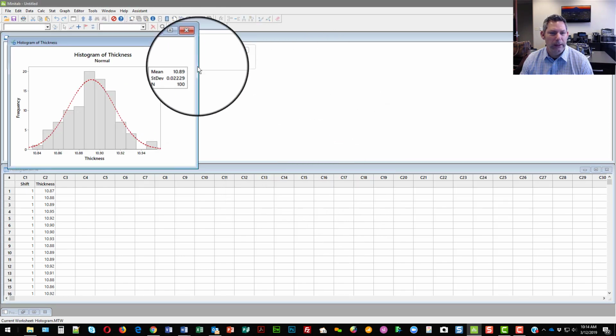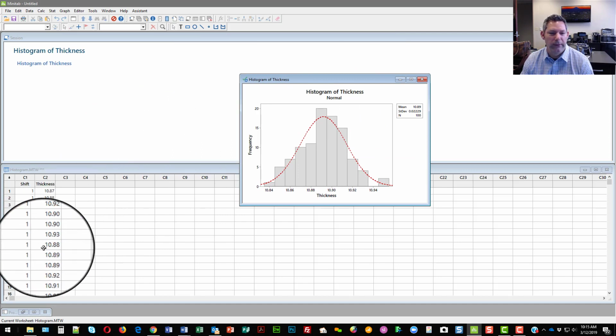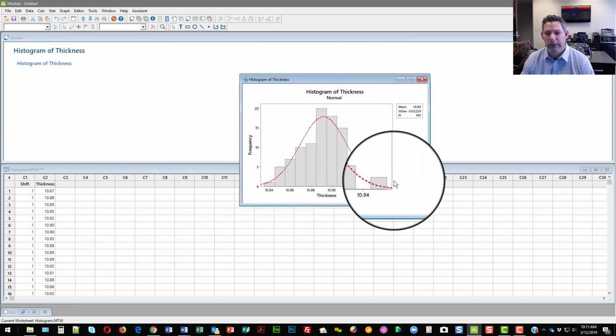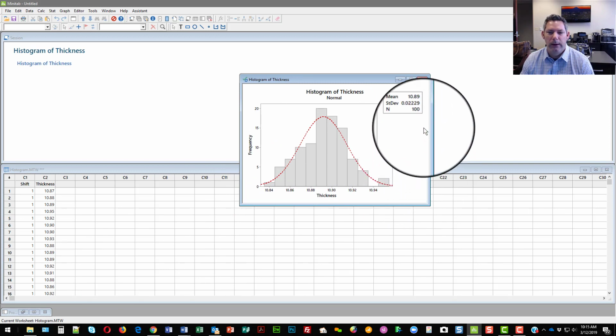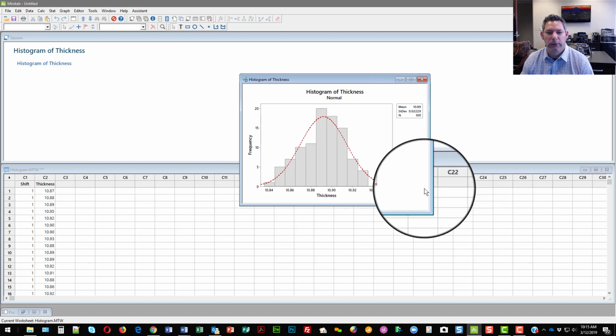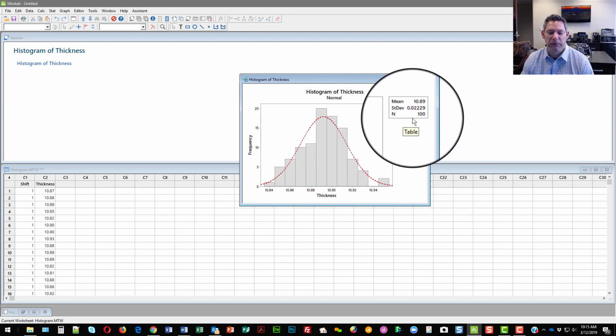And the output we get is a histogram of our thickness data from first and second shift. And you can see the red dotted line is that fitted line. And the mean, standard deviation, and number of data points. So you get a graphical depiction as well as some minor diagnostic information.